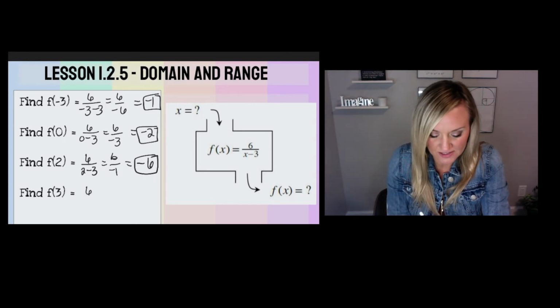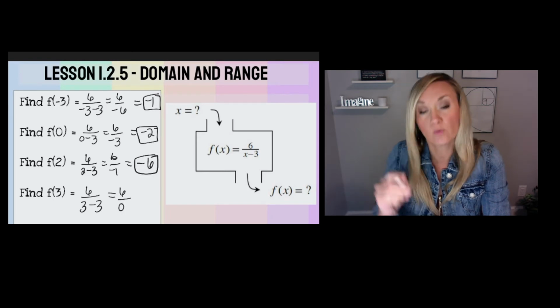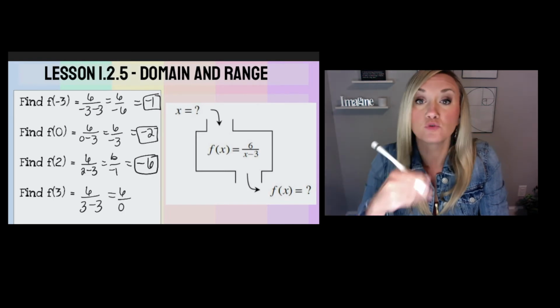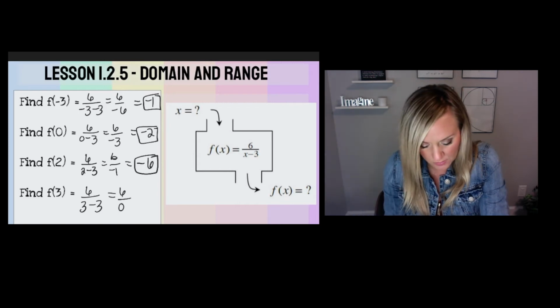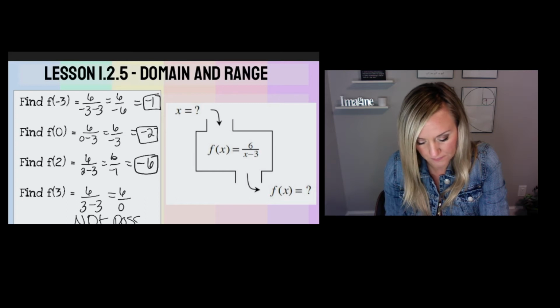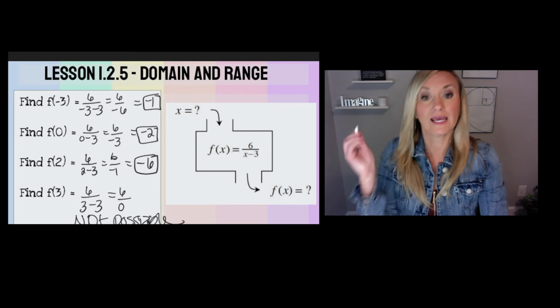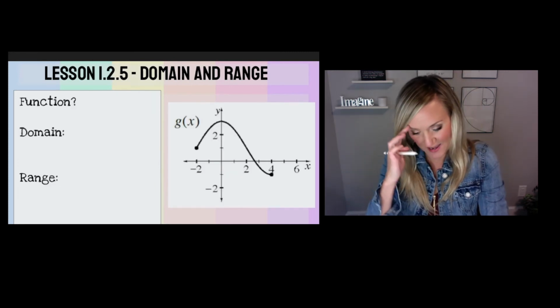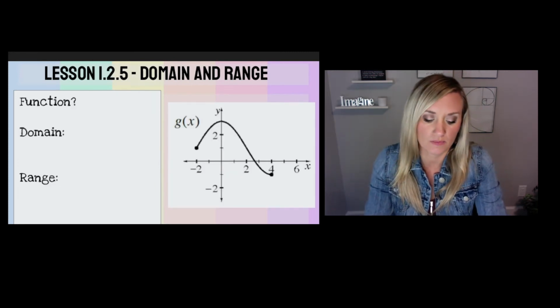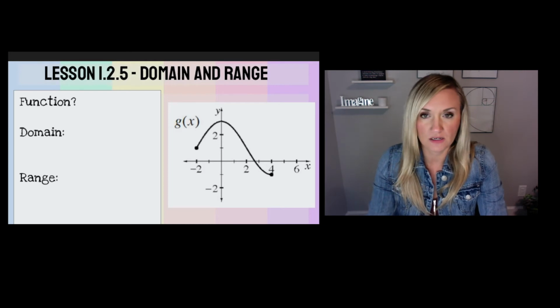Okay, so let's find f of 3. So I have 6 over 3 minus 3, which is 6 over 0, which we cannot divide by 0. Don't tell me it's 0, because it's not. It's not possible. We can't do it. So note, not possible. Can't happen. Nope.